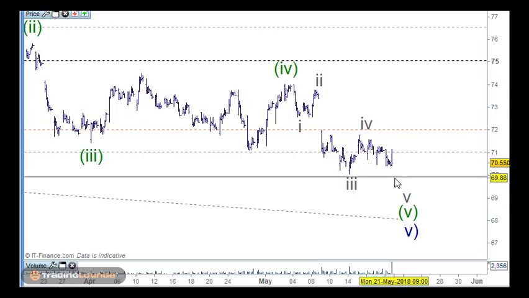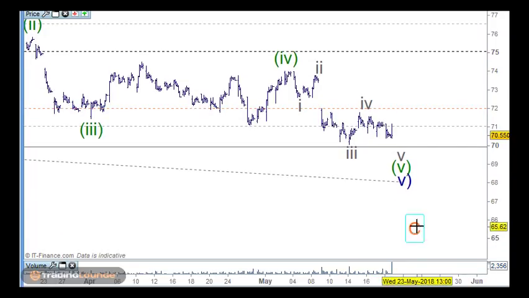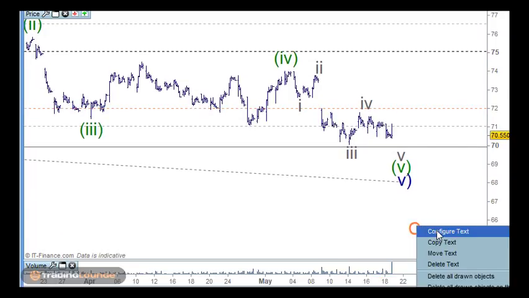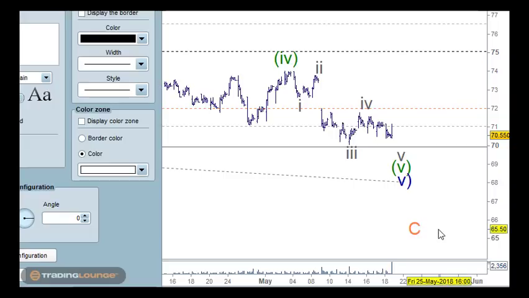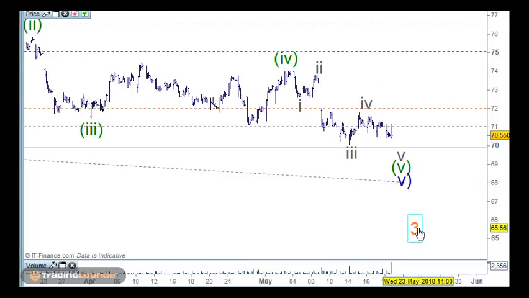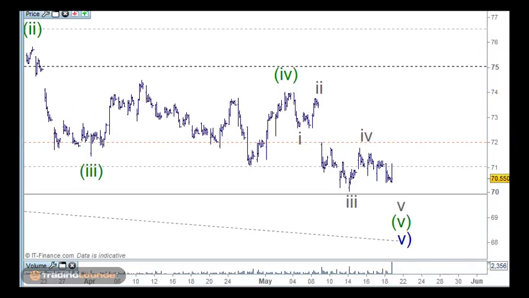So we're looking for one more wave down through this low here into the 70 area to finish that off, that 5 of 5 of wave 3. Was it wave 3? Yeah, I think so. Wave 3. Yeah, and then we'll see from here, I don't know how far it comes down.